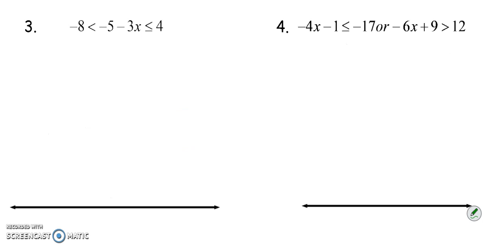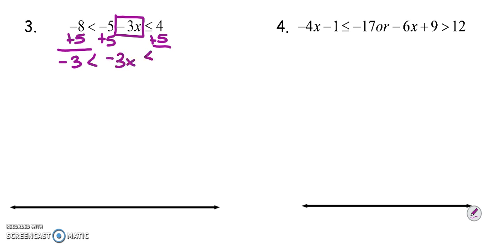Okay, now I'm going to hop over here and do this other example, because again I have an and where I have 3 pieces. So here's the variable that I want to isolate. So I need to get rid of this minus 5. So I'm going to add 5, and I'm going to add it to all 3 parts. So negative 8 plus 5 is negative 3. Bring down my less than. I have a negative 3x in the middle, less than or equal to 9.